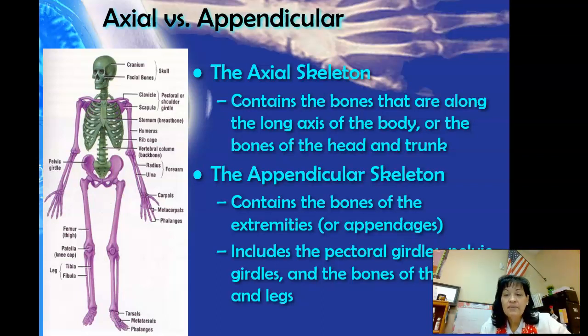Then you've got the appendicular skeleton, which contains the bones of the extremities, so the stuff that comes off of your trunk. This includes your pectoral girdle, which is your shoulder, the whole shoulder area, and pelvic girdle, your hips, and then the bones of the arms and legs. That is your appendicular skeleton.